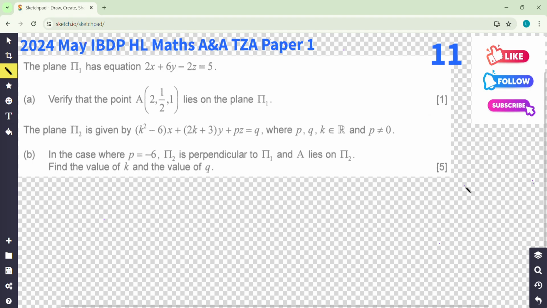Now we are on question 11. It is about vectors and planes. Okay, so we do it step by step.